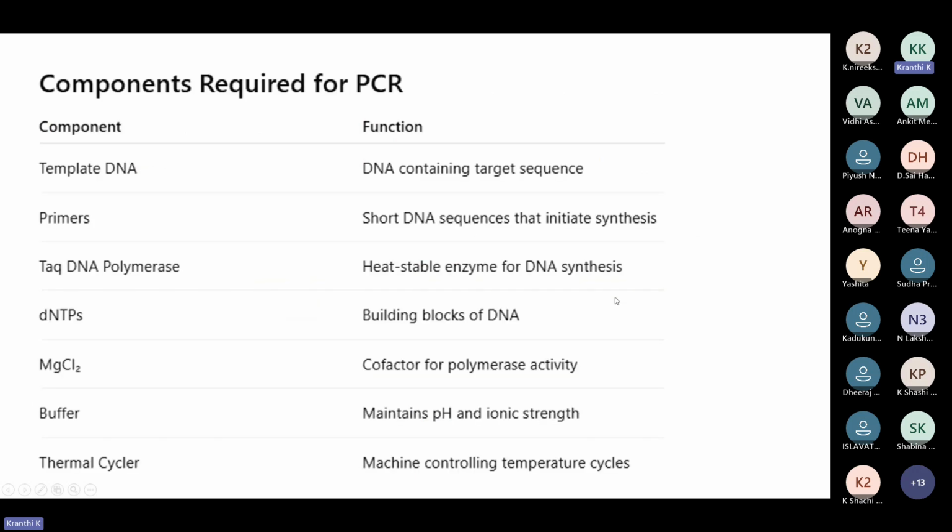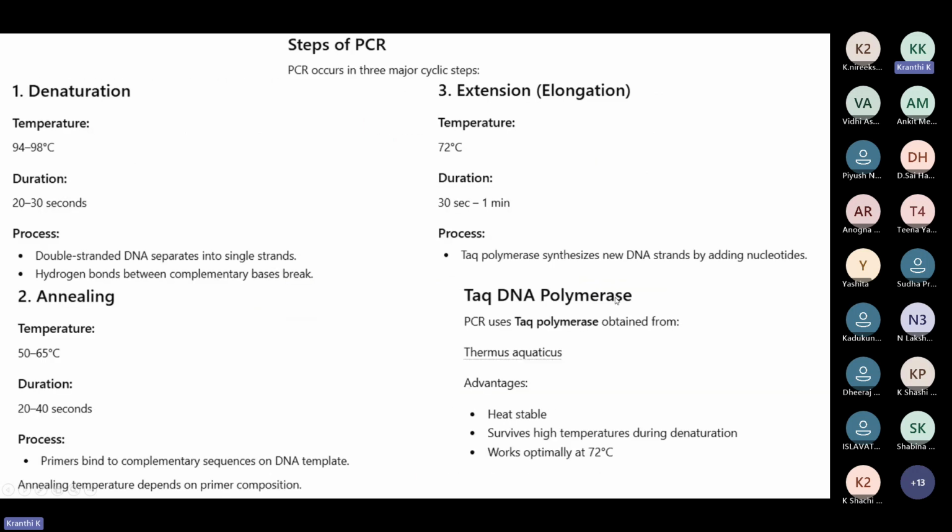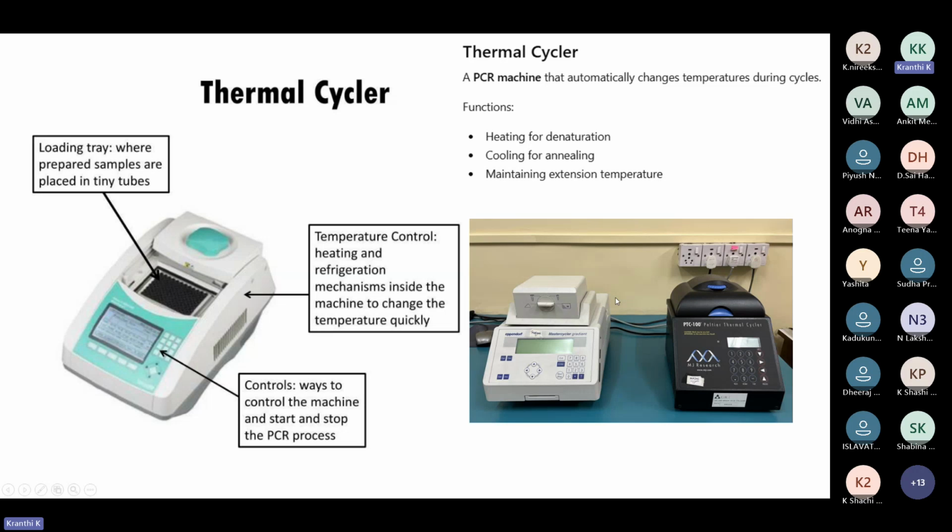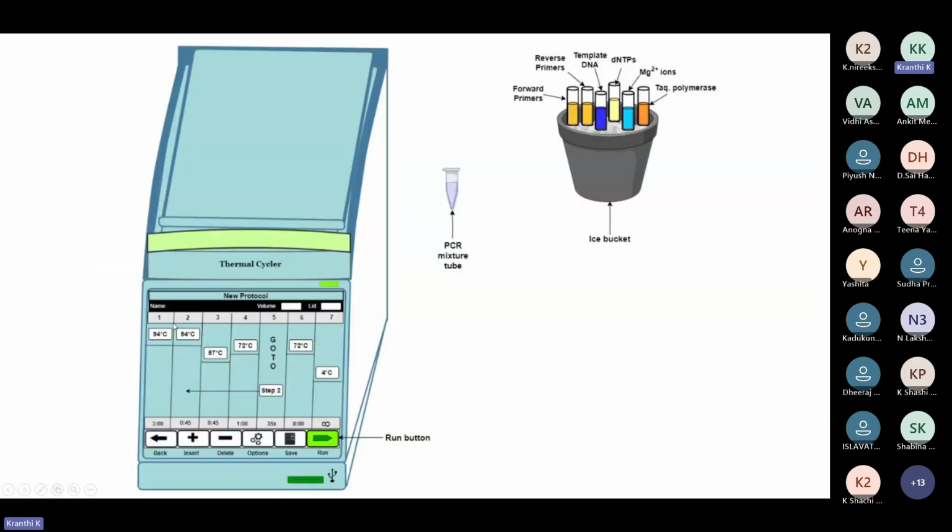So based on the protocol, we'll be adjusting the mission. Got it? See this? Yeah, this is a mission. Here you have to manage. The first one should be 94 degrees. How many minutes? 3 minutes. Then later change it to 34 degrees, 45 seconds, like that.